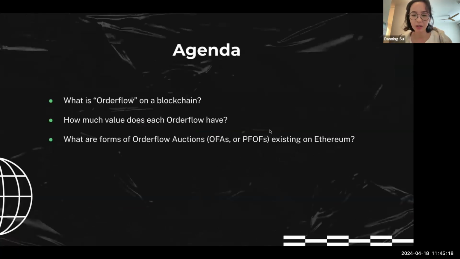So here my agenda is I want to answer these questions. What is order flow when we talk about it on a blockchain? What's the definition of it? What are the types, and how much value does each type of order flow contain? They might have value that differs or varies. And what are the forms of order flow auction happening on Ethereum? There are multiple names for it. You can call it order flow auction, or it's basically a payment for order flow in some implicit way.